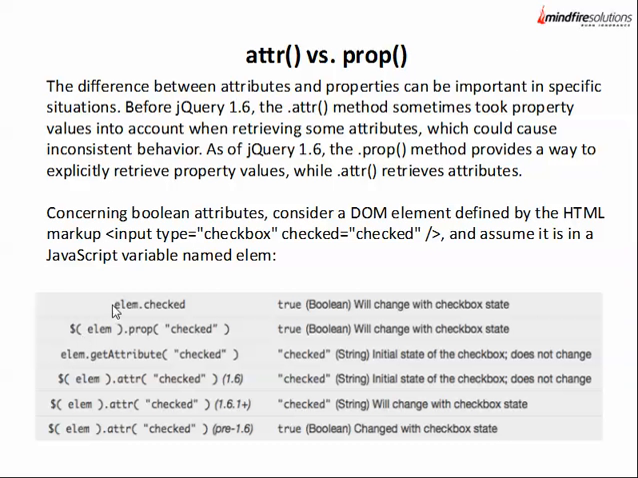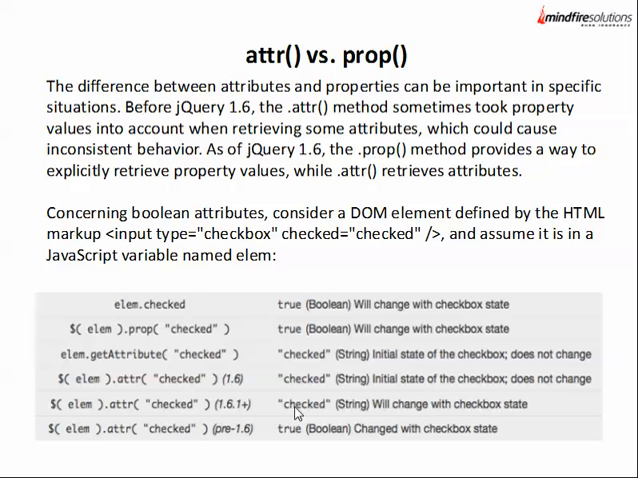Here, before 1.6, it was giving you true or false. These properties normally return true or false values. So if you use prop now, you will get the true or false value, and here it is written. Before 1.6, attr changed with the checkbox state, and now it still changes with the checkbox state, but it will give you checked or unchecked, not true or false. But if you use prop, you will get true or false.